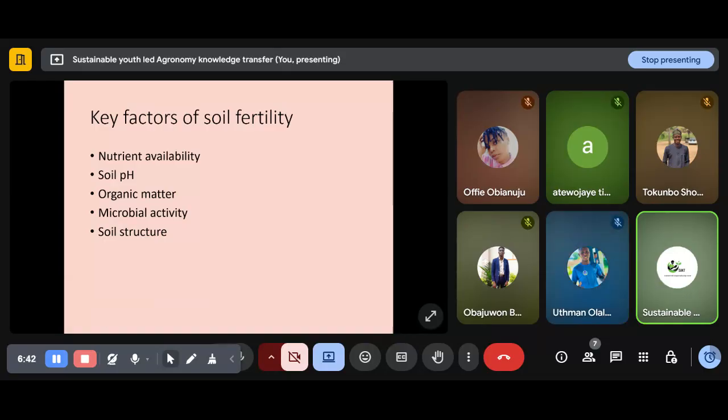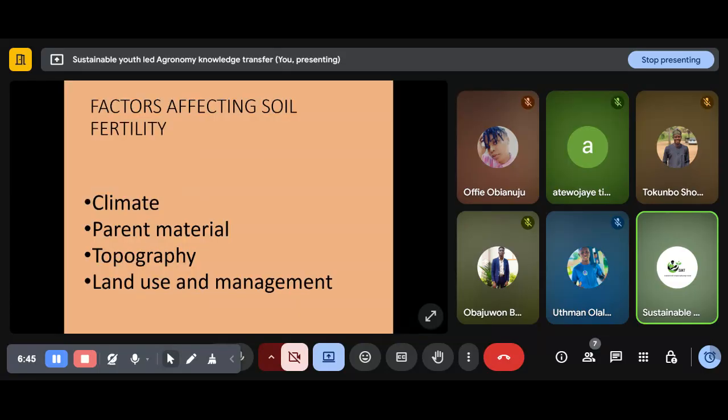Now, factors affecting soil fertility. We need to understand that for your soil to be fertile, there are some factors that may likely affect it. Number one is climate. Climate is very important because the climatic condition of a particular place will determine if that soil will be fertile or not.